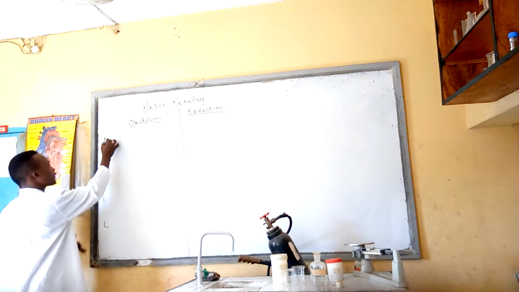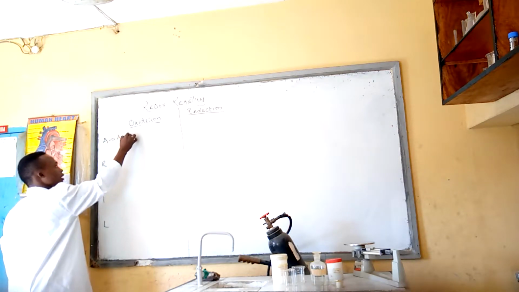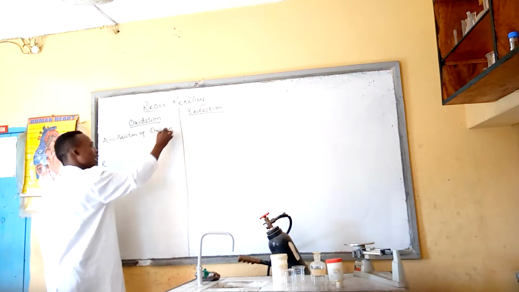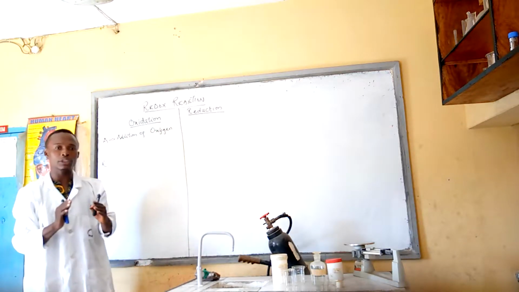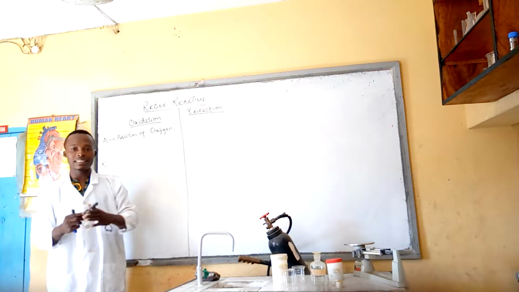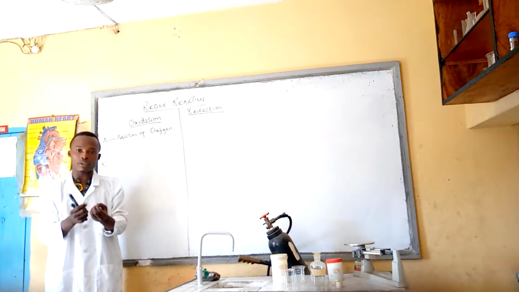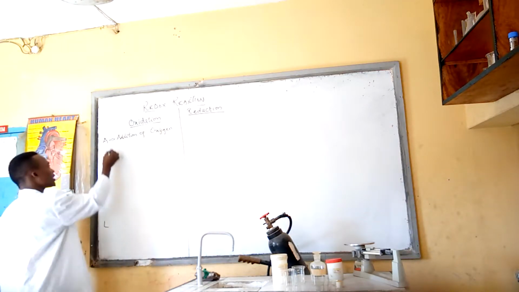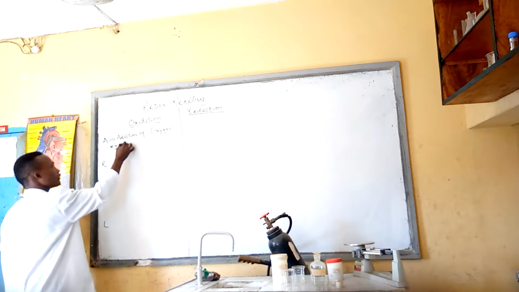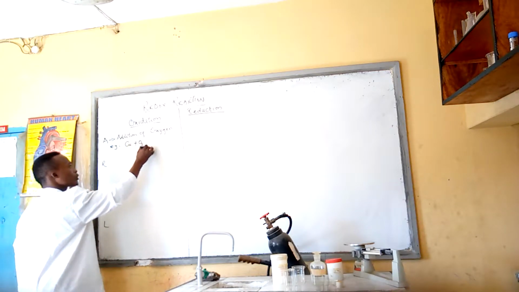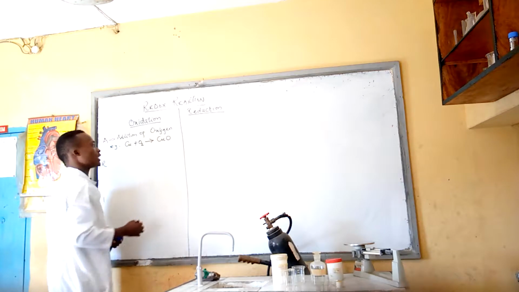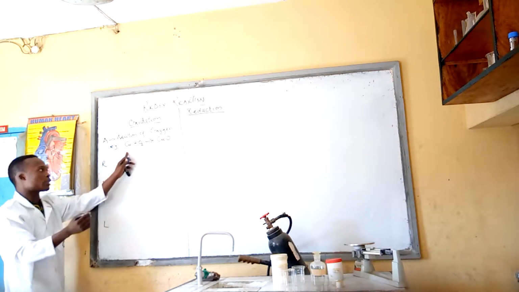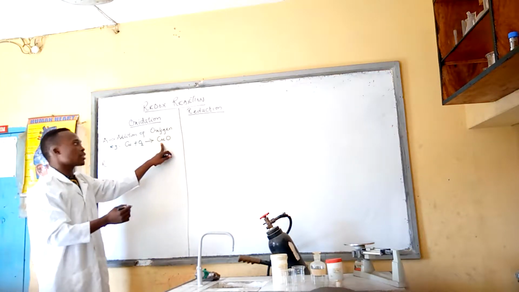Now, A stands for addition of oxygen. So if you see a chemical reaction where on the reactant side there is no oxygen or a limited amount of oxygen, then on the product side the oxygen has increased, that's oxidation. For instance, if you're given copper plus O2, that gives copper oxide. Copper has reacted with oxygen, then produces copper oxide.